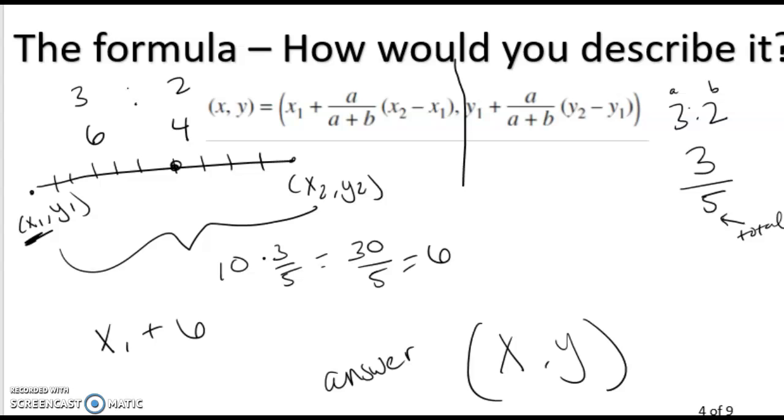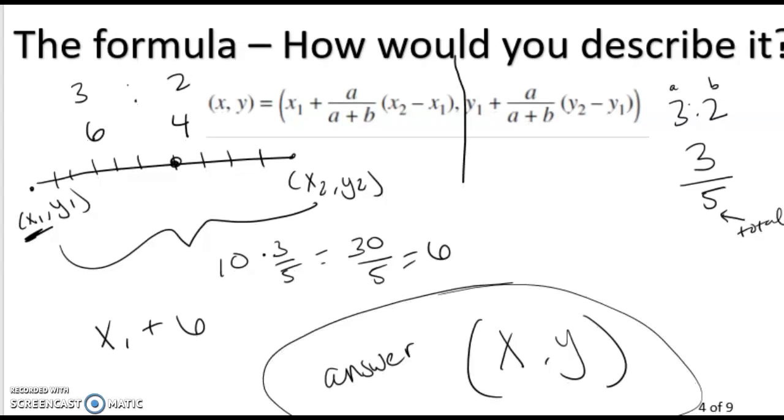Because if you're thinking about GPS, I can start at Atlanta and I can go to Pittsburgh. This point right here is going to represent maybe the bathroom that I have to stop at on the way there, or maybe the McDonald's that you stop at on the way there. So this is the point that is partitioning in a certain ratio, and ultimately what we're trying to look for when we're finding a halfway point or a 3/5 of the way point when we're traveling.